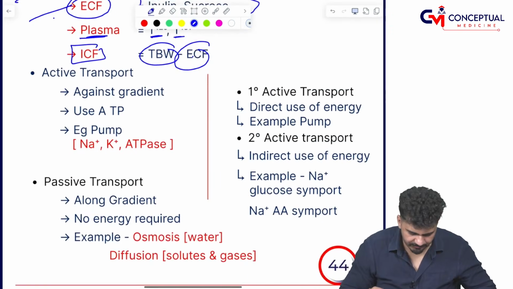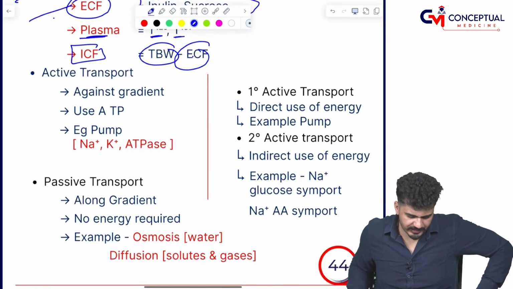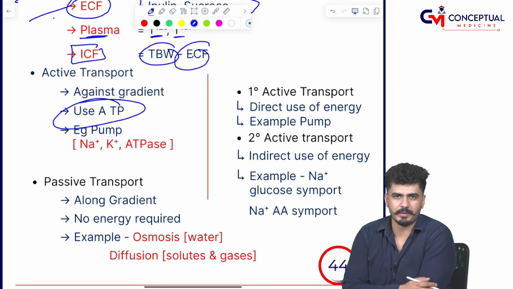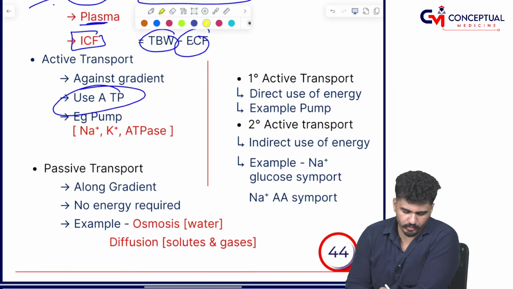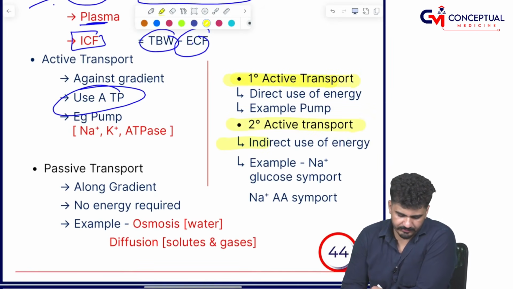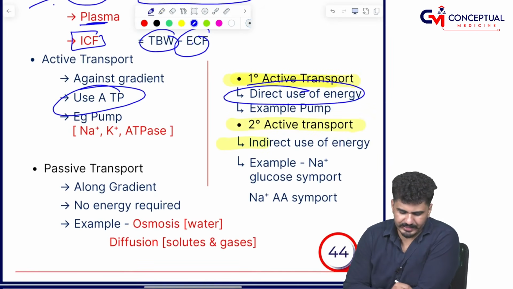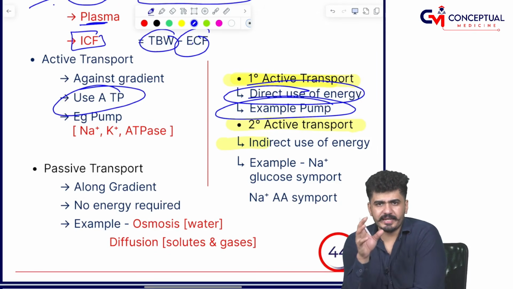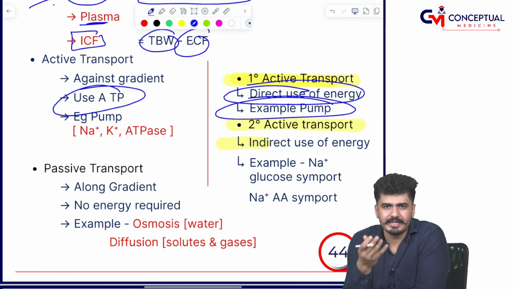Done. Active transport. Sir, active transport is against the gradient and uses ATP. For example, the sodium potassium pump. Now it is further divided into 2. One is, what is that? That is primary active and secondary active. Primary uses direct energy, for example the sodium potassium pump. Now the secondary active will use energy indirectly.